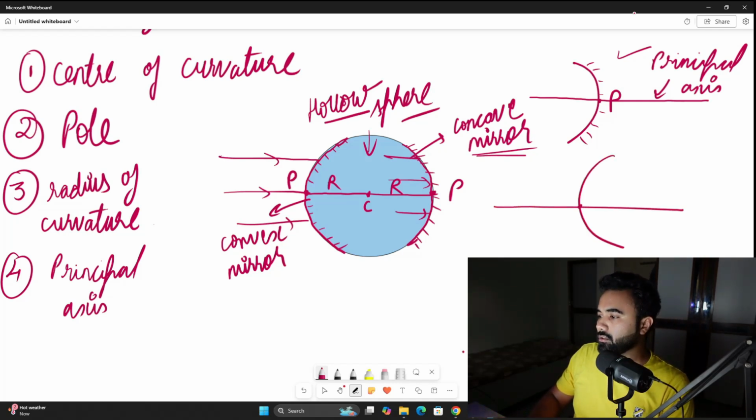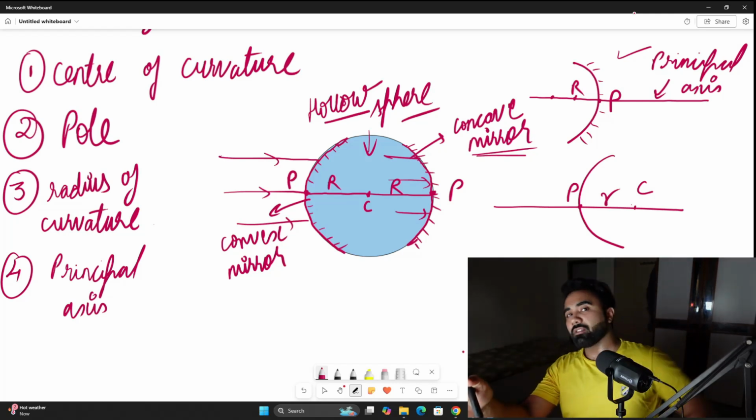So this is a pole. If this is the center of curvature, this is the radius of curvature. And this becomes the pole. Same thing for this one. This will be the center of curvature, and this will be the radius of curvature. And you'll learn in the upcoming videos that focal length is half of the radius of curvature. But I'll repeat that in the upcoming videos.